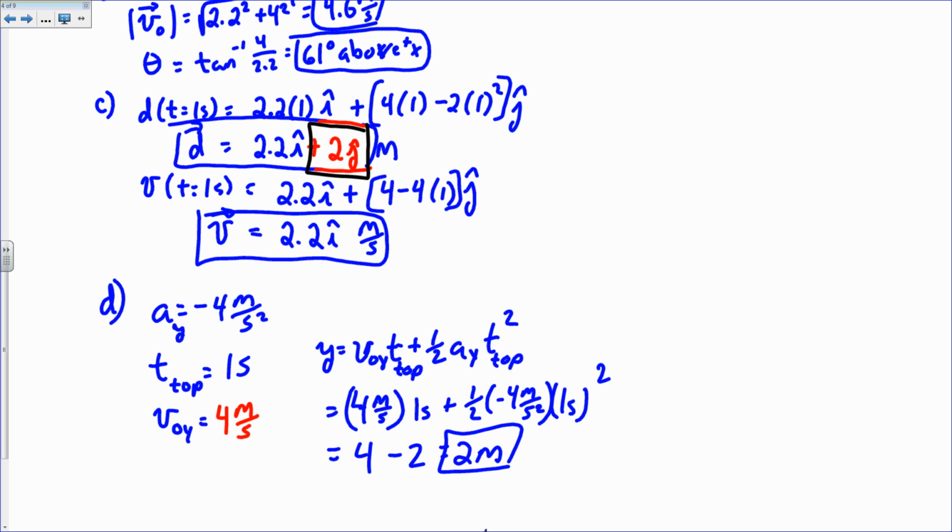So either way, you could just answer it in words and say, well, I know that this is the y position at the top of the trajectory because I know that the velocity in the y direction goes to 0, which you find right here, because that velocity in the y direction equals 0. So this must be the topmost trajectory.